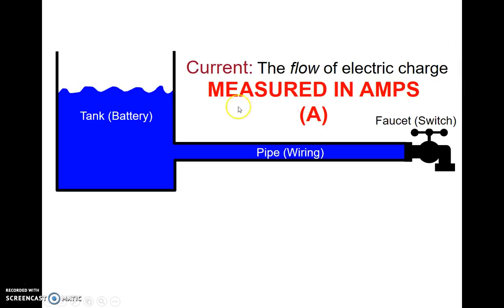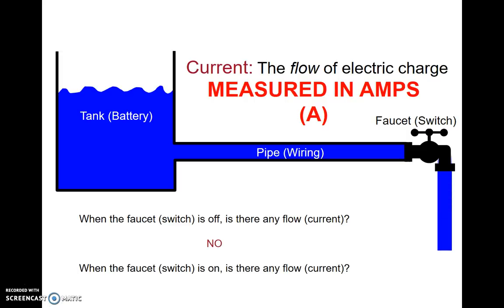Current is measured in amps, which are abbreviated as A. This is the flow of electric charge. When the faucet or switch is off, is there any flow? No, there's not. But when you turn it on, is there flow? Yes. So that's why current is the flow of electric charge.